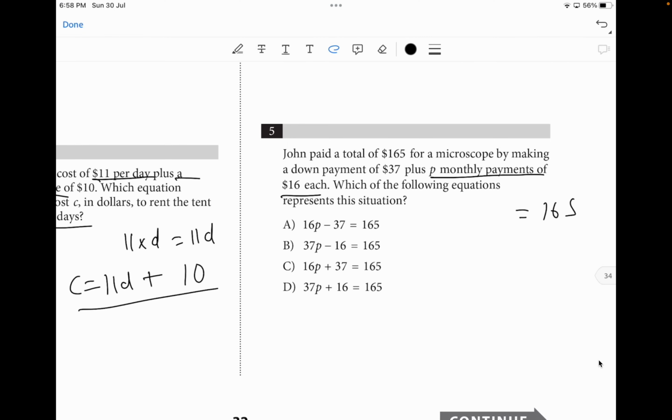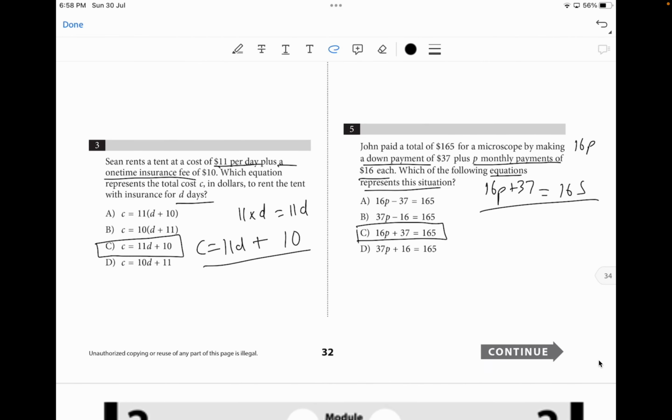So we know that P monthly payments of $16 each is going to be 16P. So you're going to put 16P plus a down payment, which is $37. This is going to be your equation, which represents this situation. So it's going to be 16P plus 37 is equivalent to 165. So your option is going to be C again. You're going to click on that.